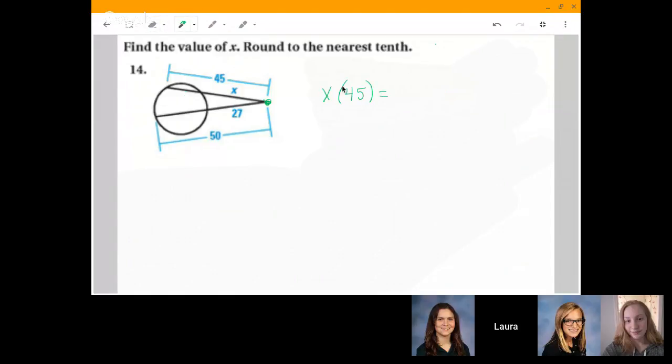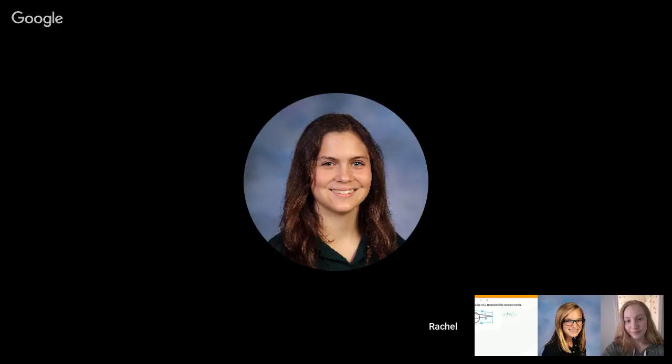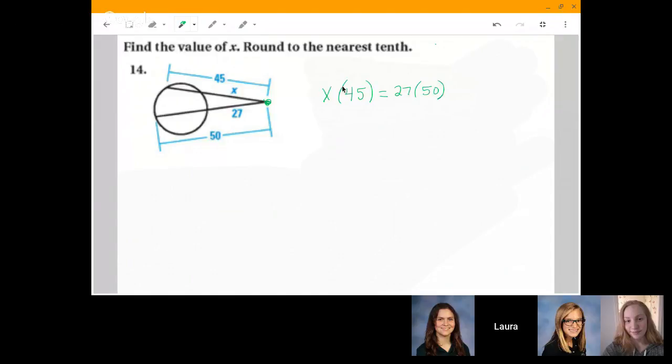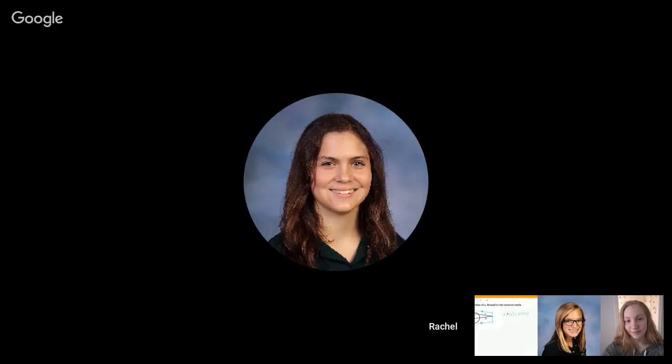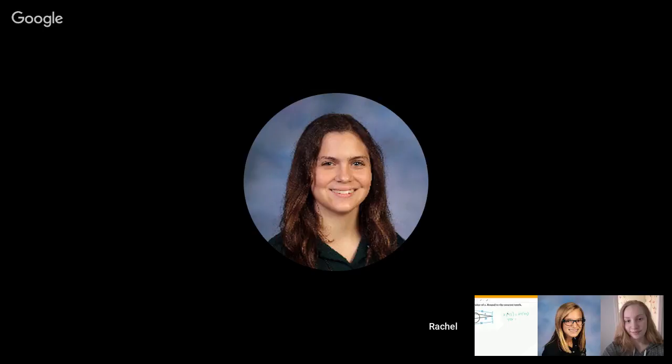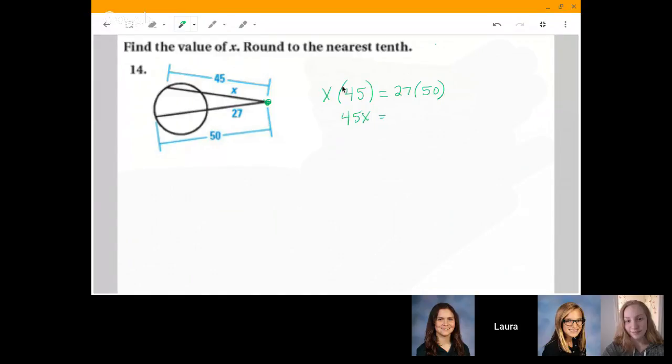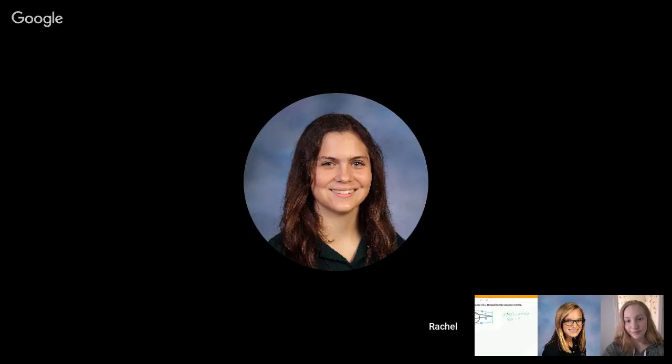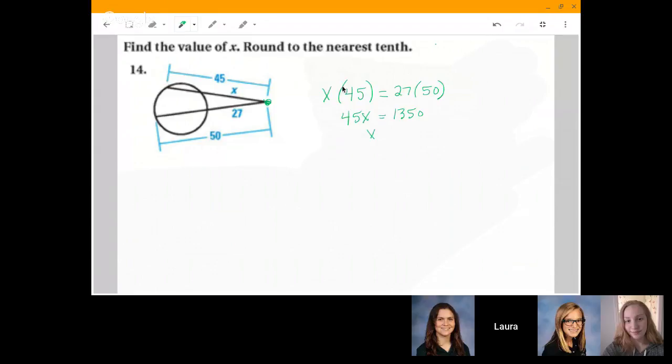And then the bottom secant, what would you multiply? It would be 27 times 50. Yes, because 50 is the whole thing on the bottom. So 45 times x equals 27 times 50. So x would equal 30. Yes, when you divide, you are correct.